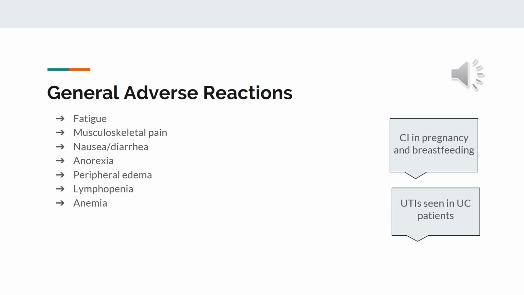Avelumab is contraindicated in pregnancy and in breastfeeding, and they do occasionally see urinary tract infections in the patients that are using avelumab for their urothelial carcinoma treatments.